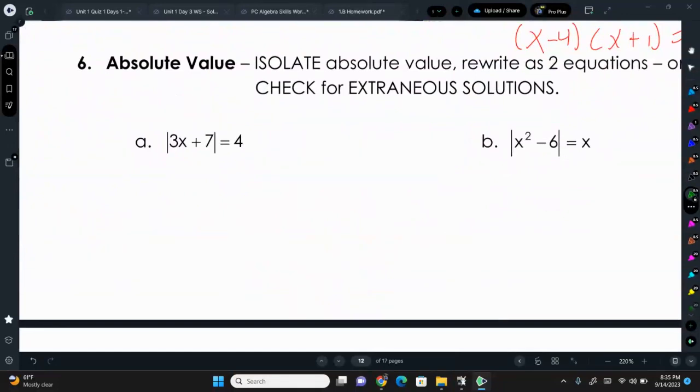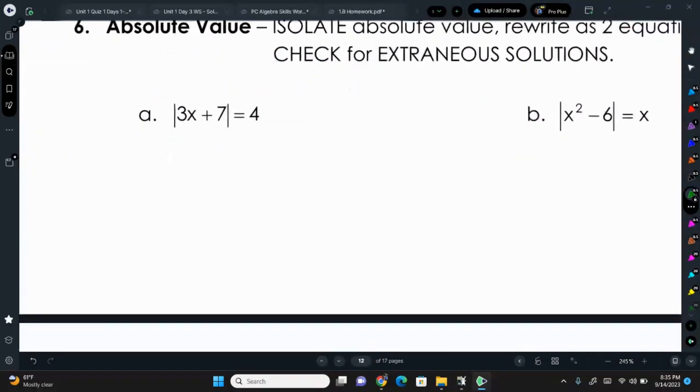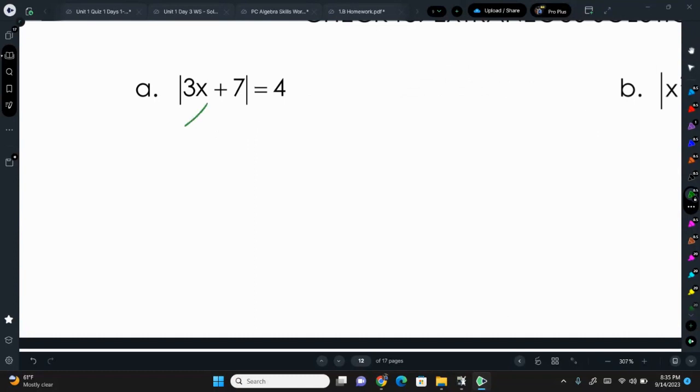First, you need to manipulate the equation to get the absolute value bars by itself. Luckily for us, both of these already have the absolute value bars by themselves. But if you need to manipulate, add stuff, subtract stuff from both sides, divide stuff on both sides, we want the absolute value bars by themselves. Once you have that, you split this up into two separate equations.